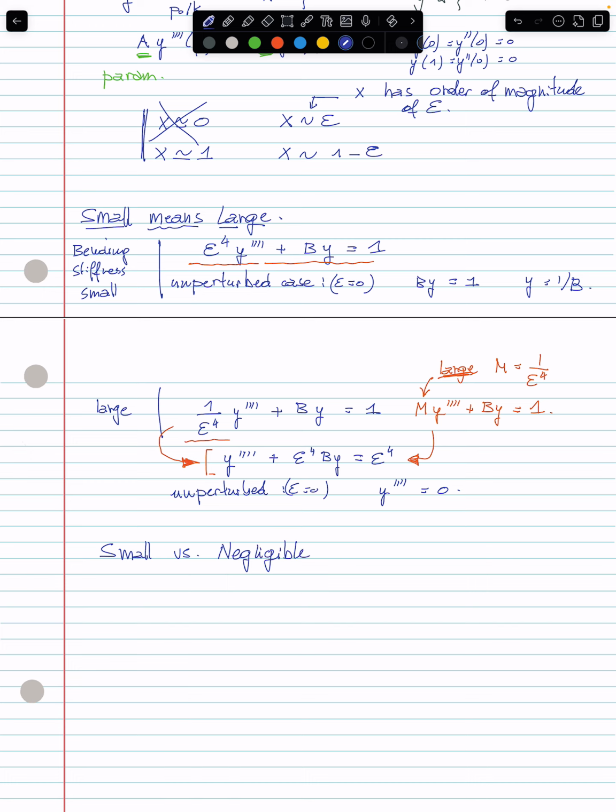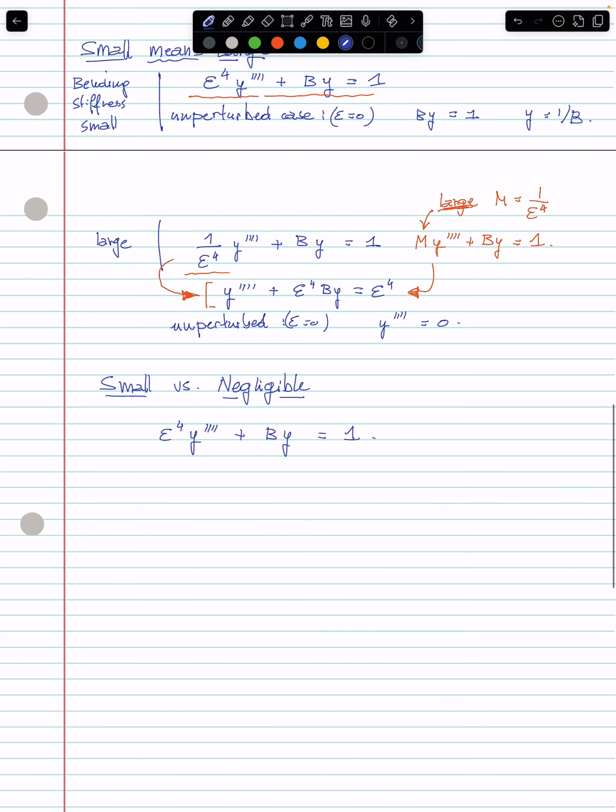Okay, we will understand this by means of an example in the very next video. Small is not the same as negligible, because usually when a quantity is small, even in the standard way of approaching problems as an engineer, we say, okay, it's a small number, so let's just neglect it. For instance, we can come back again to the problem where the bending stiffness of the beam is something very small, like this.